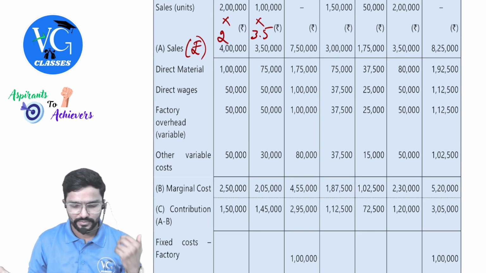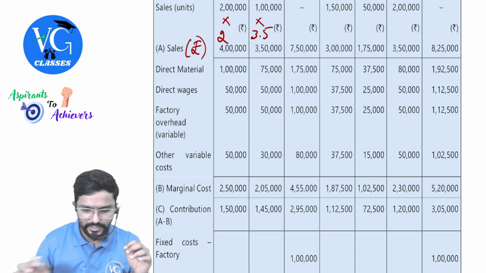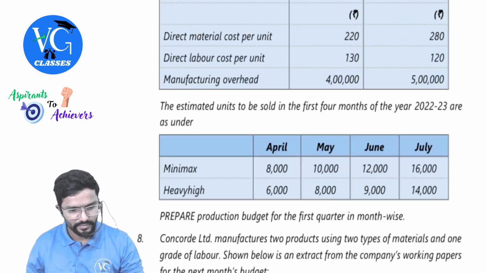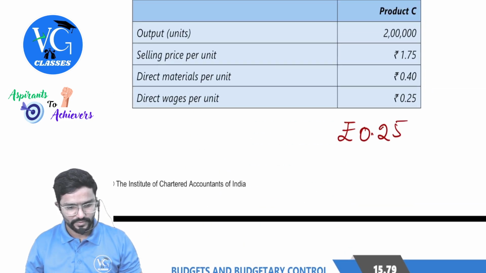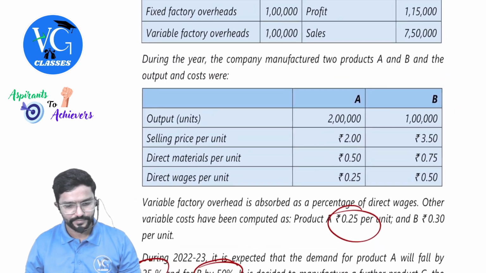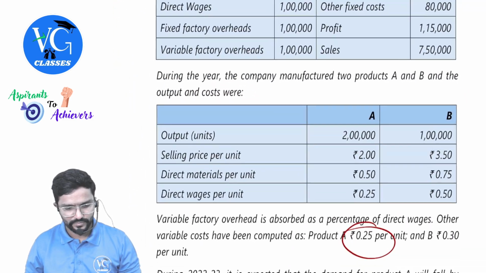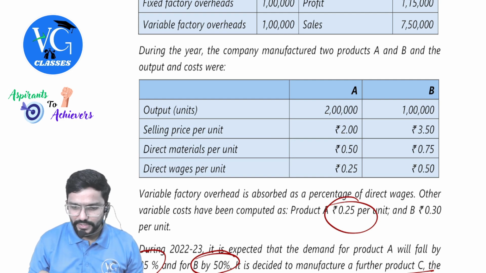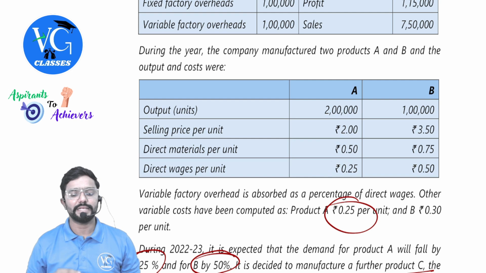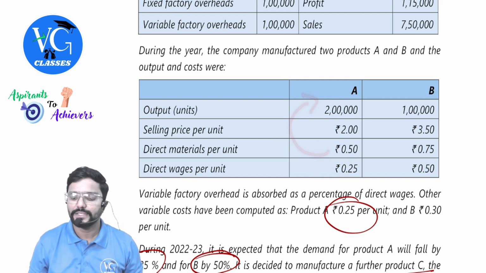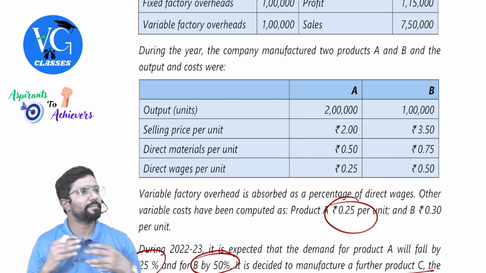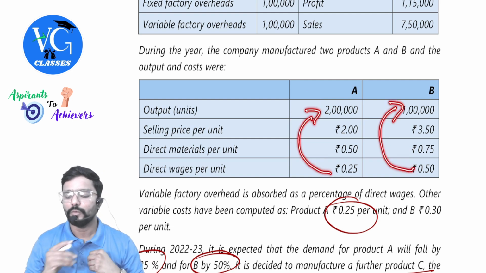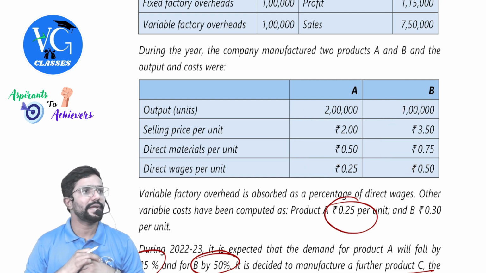Direct material, direct wages, they have directly taken. Fine. Let me just show you how they have derived. Direct material per unit, wages per unit they have given, guys. How do we calculate it? 0.5 into 2 lakh, 0.75 into 1 lakh. You will get material cost for A and B. Same way wages. 0.25 into 2 lakh, 0.5 into 1 lakh. You will get wages cost.